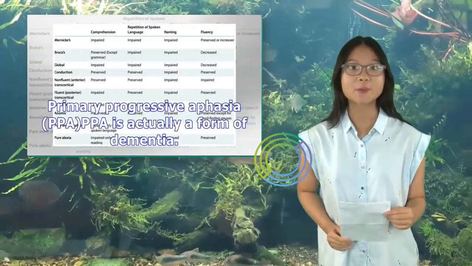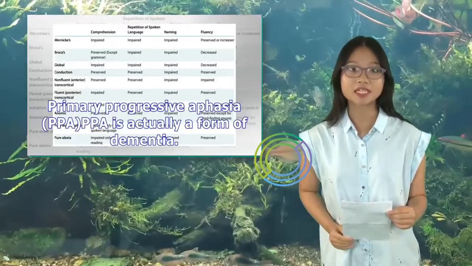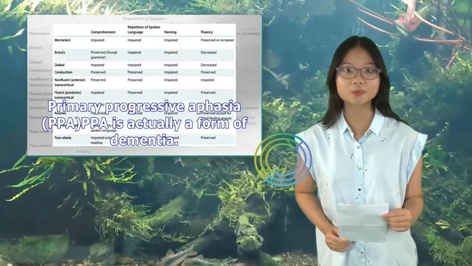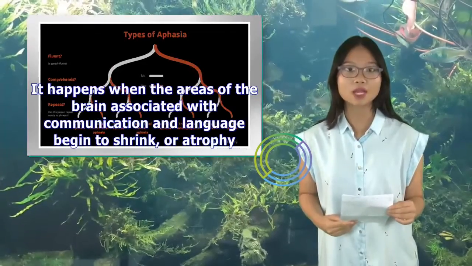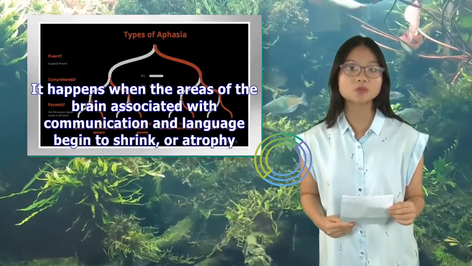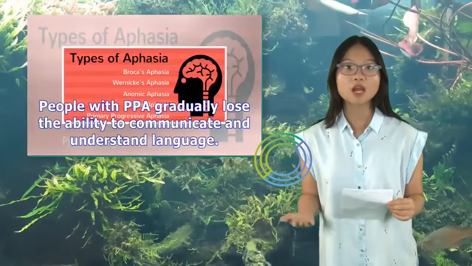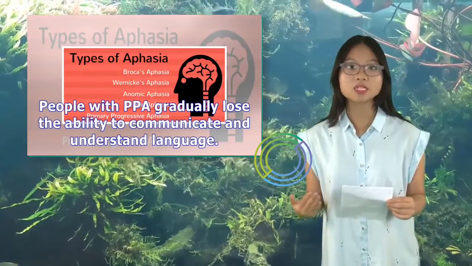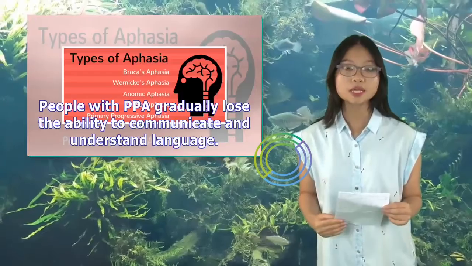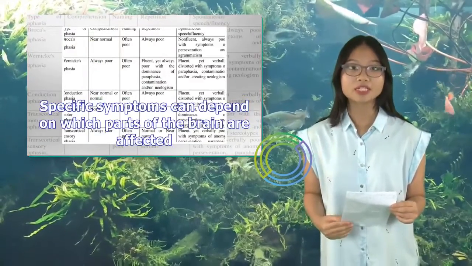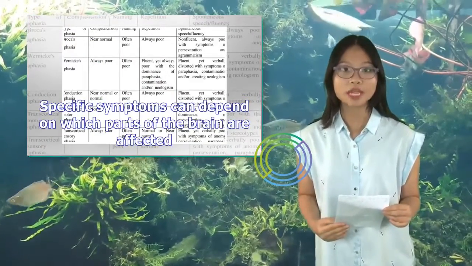Primary progressive aphasia, PPA. PPA is actually a form of dementia. It happens when the areas of the brain associated with communication and language begin to shrink, or atrophy. People with PPA gradually lose the ability to communicate and understand language. Specific symptoms can depend on which parts of the brain are affected.